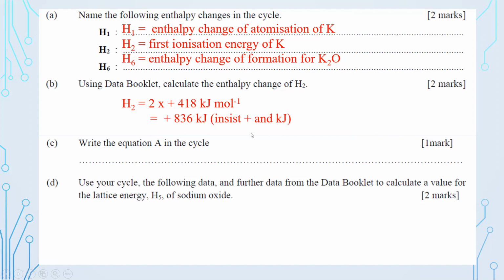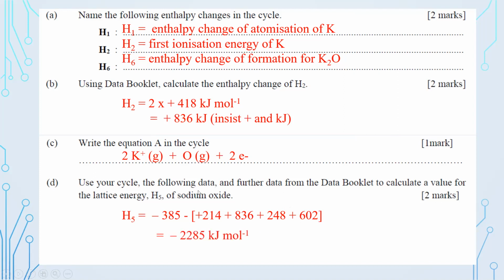So A is, as we mentioned just now, the atomization of oxygen, isn't it? So your equation must contain 2K plus gas plus O gas plus 2e minus. State of matter is a must, of course. In this chapter, thermochemistry, state of matter is always a must. Then use your cycle and the following data from the data booklet to calculate a value of lattice energy. As we already discussed, lattice energy equals enthalpy change of formation minus total enthalpy change. You have 214 plus 836 plus 248 plus 620, so you get negative 2285 kilojoule per mole.